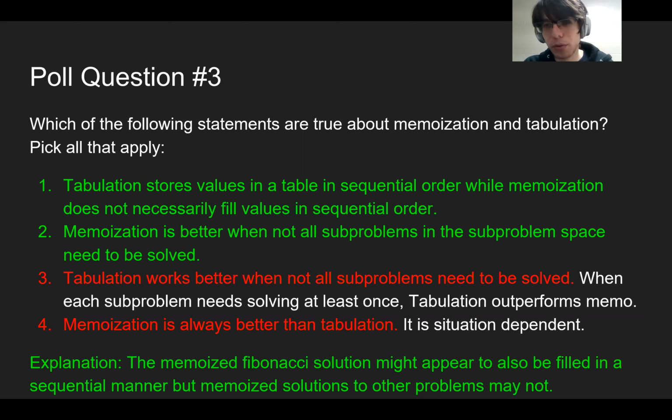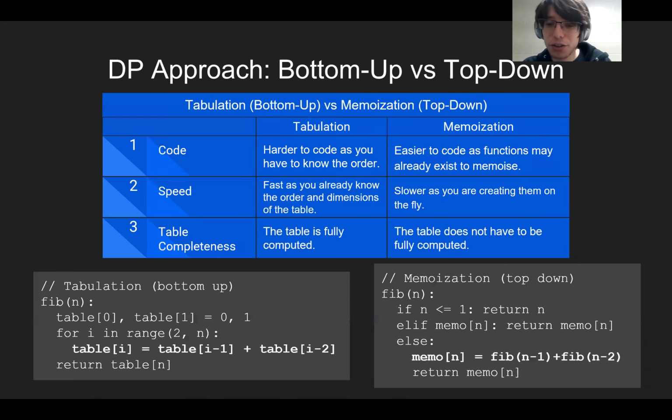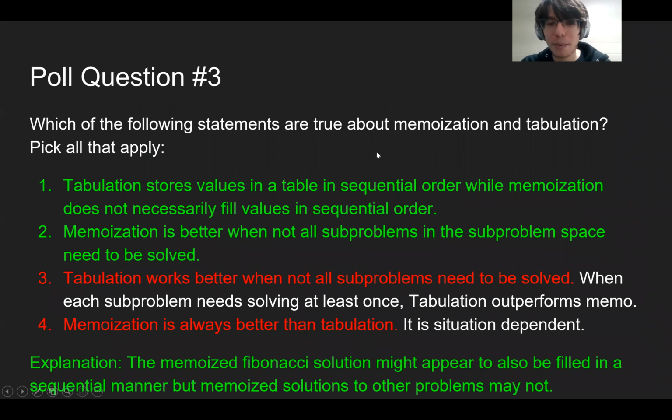Yep, and yeah, the Fibonacci solution appears to fill it in a sequential order, but for other problems, it might not. And actually, looking back, if we did Fibonacci of n minus 2 and n minus 1, it wouldn't even fill in a sequential order, because it would go down 2 at a time and then fill in the gaps as well. If we were solving for f4, it would first solve for f2 before solving for f3. And that would still be valid memoization, even though in that example it looks like memoization fills in a sequential manner, it doesn't.